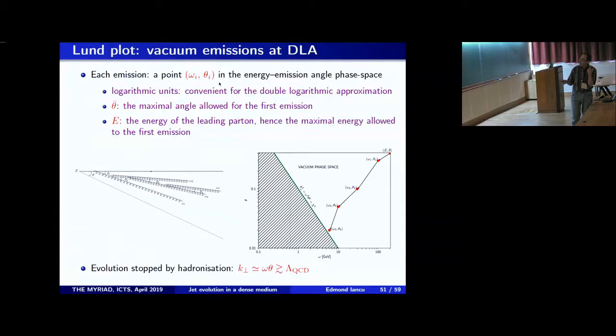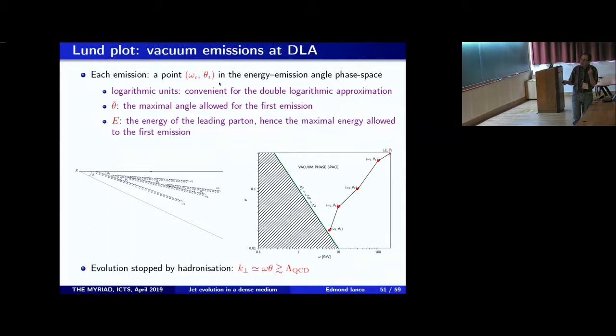So we have a two-dimensional plot where one axis has the energy and the other axis has the angle theta. And each emission, each branching here, is represented by a point in this phase space. That point represents the energy omega_i and the emission angle theta_i of the softest gluon in the emission. I have an emission here, one gluon splits into two gluons, one is softer than the other one. So for the softer one, I record its energy and its theta as a point here.